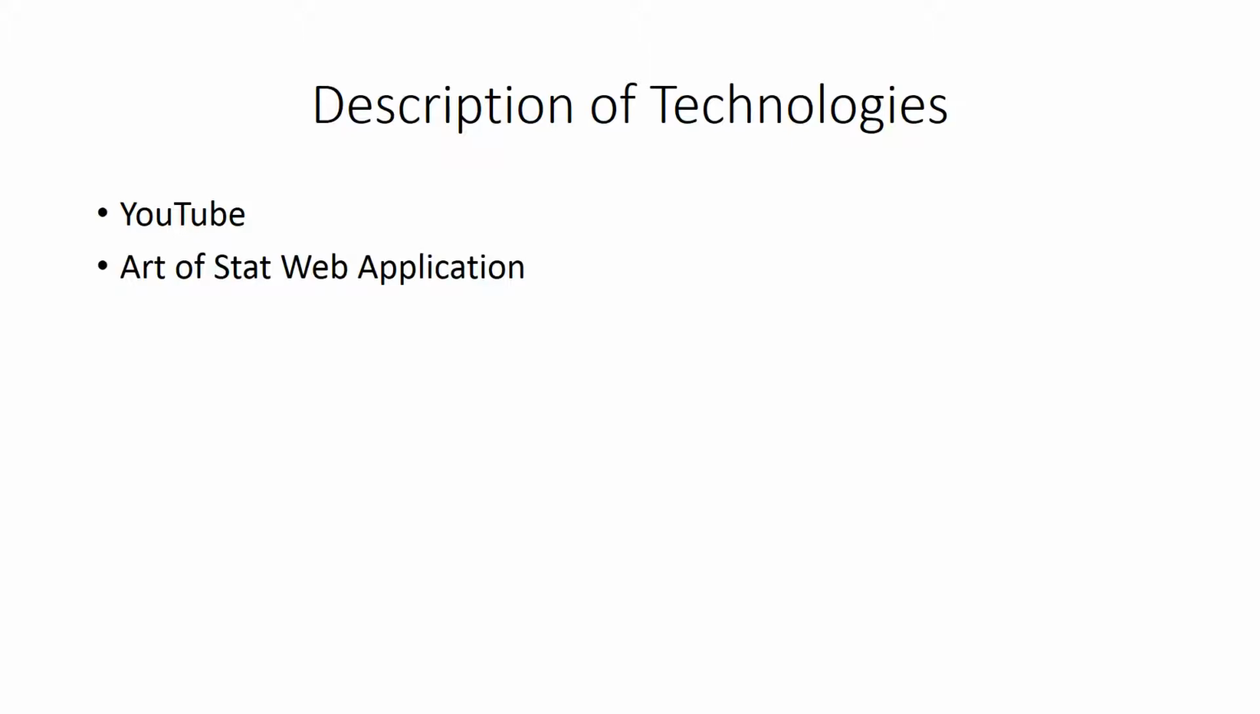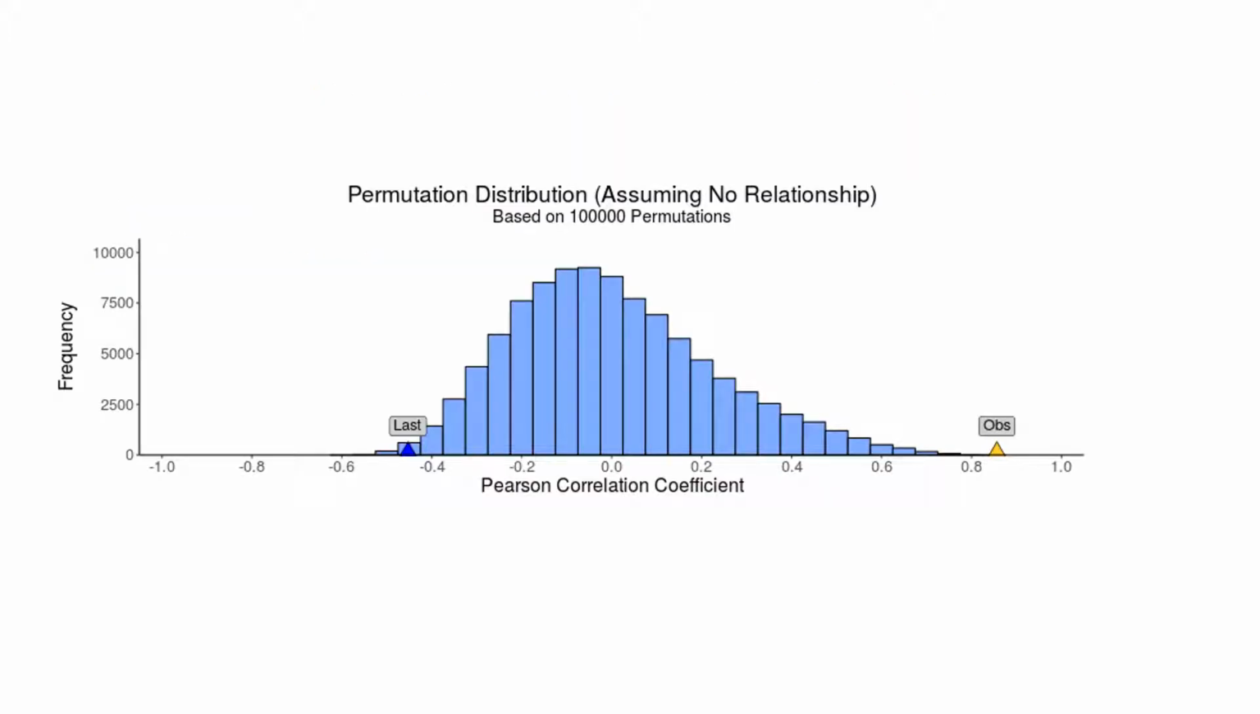And then a web application from the Art of Stat. As I mentioned, in the activity, we're going to shuffle Y values around just to see what happens with the Pearson correlation coefficient when I do that. And what we end up getting out of that is a graph that looks like this.